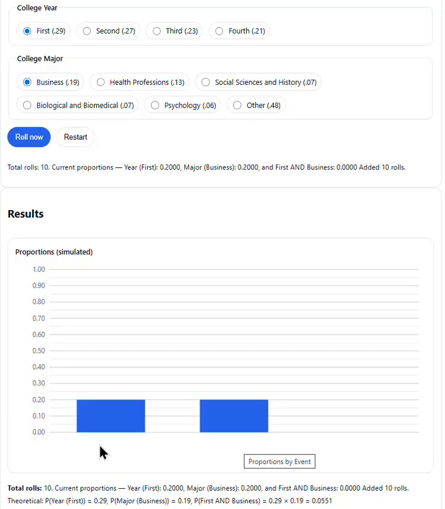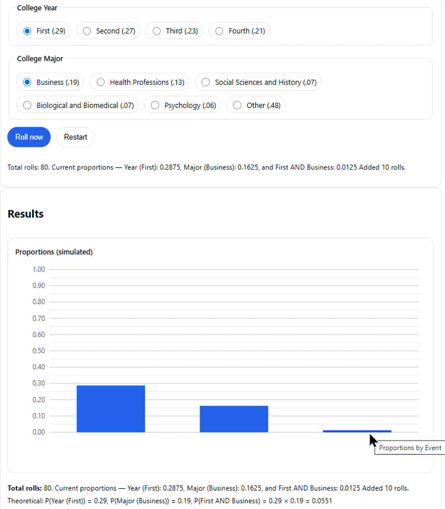So we picked 10 people, not so good yet. So click this Roll Now button here. We got another 10 and another 10. And as we continue to do this, we have somewhere around 80 people that we surveyed. And the observed proportion of people that we picked who are both first year and business came out to be 0.0125. That's a lot less than the 0.0551.